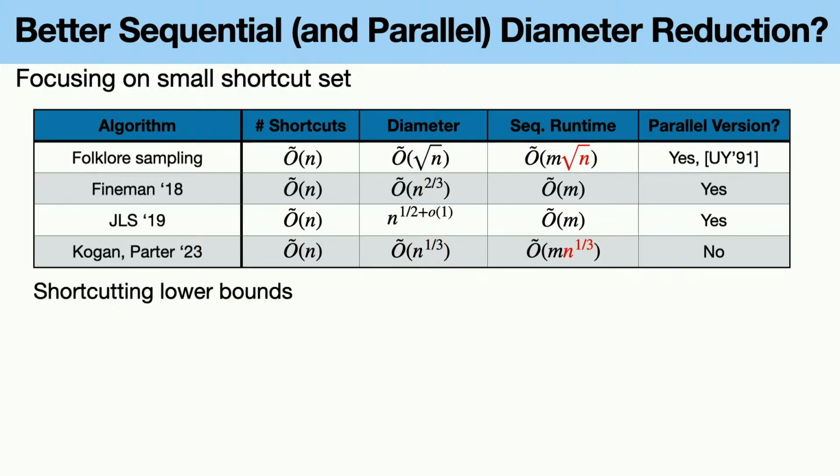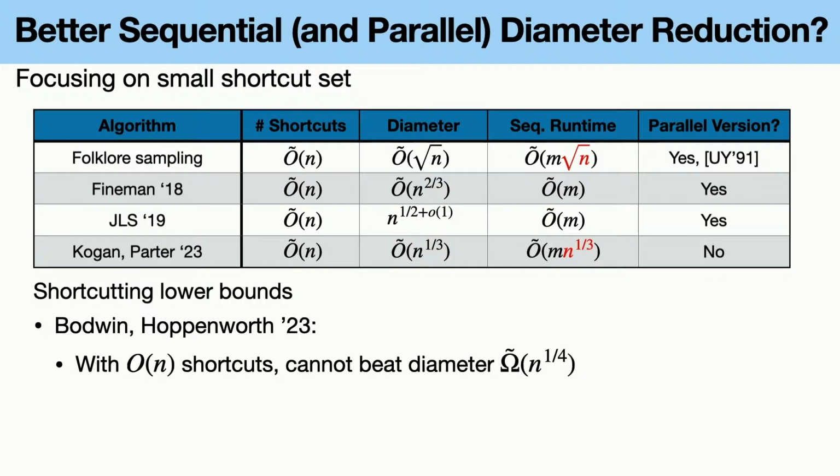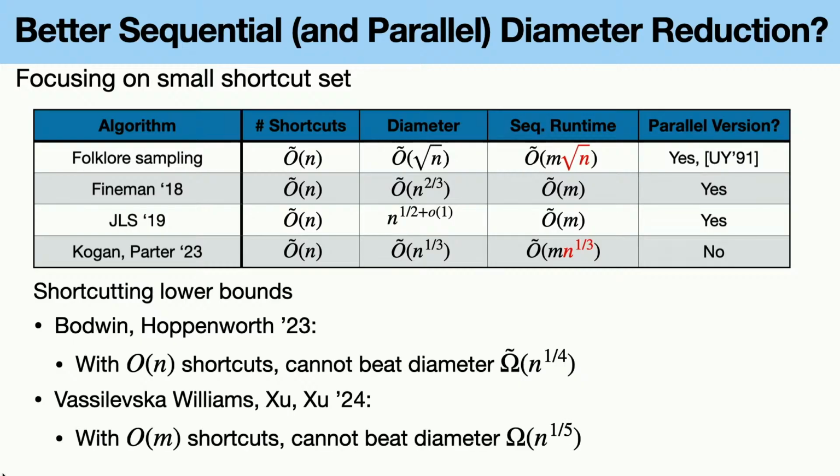There are lower bounds on shortcutting. There's a long sequence of results here. I'm just showing the best one. Bodwin and Hoppenworth showed that if you're limiting yourself to n shortcuts, the best diameter you can hope to achieve is n to the 1/4. So you cannot get polylogarithmic. You definitely need some polynomial in there. And Vassilevska Williams, Xu, and Xu showed that if you are allowing linear in the number of edges shortcuts, you can't beat a diameter of n to the 1/5.